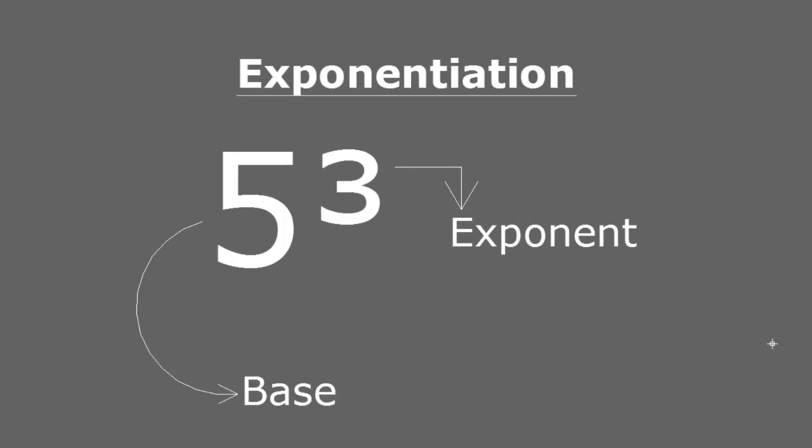This whole process of multiplying a number by itself using the exponent is called exponentiation. And the way we represent it, as I said before, the big number is the base number, the one that gets multiplied multiple times, and the exponent tells me how many times I'm going to multiply the base number by itself.